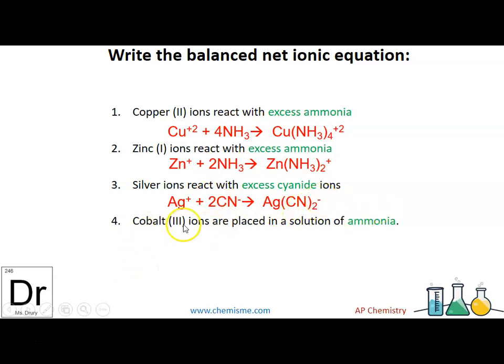And last, cobalt 3 ions means it's Co plus 3. You'll need 6 ammonias, because you're doubling the charge to figure out how many. And then you just kind of smush them together, because originally the ammonia was separate, now it's stuck to the cobalt, so Co(NH3)6. And then plus 3 started it, so we're going to have plus 3 at the end.